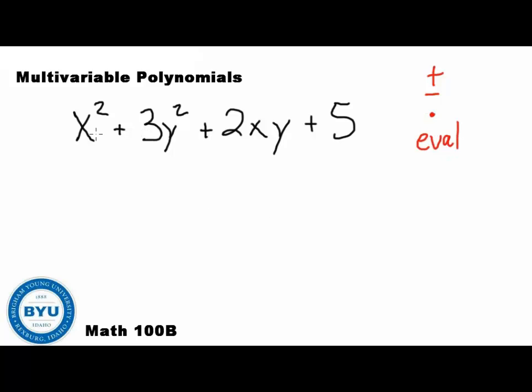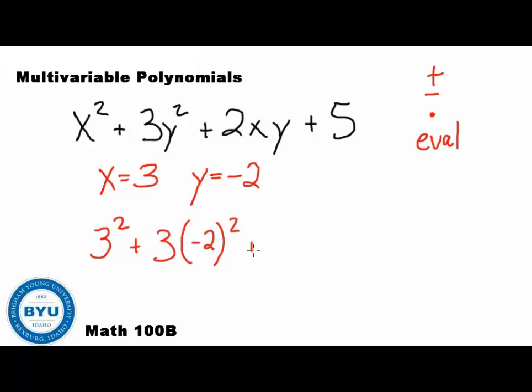So let's start with evaluation. Usually that's the easiest. So what if I said x was 3 and y was -2? Again, if I told you that information, you'd go ahead and plug 3 and -2 in. 3 goes in for x, so I'd have 3 squared plus 3 times (-2) squared plus 2 times, let's see, x is 3 and y is -2, plus 5.